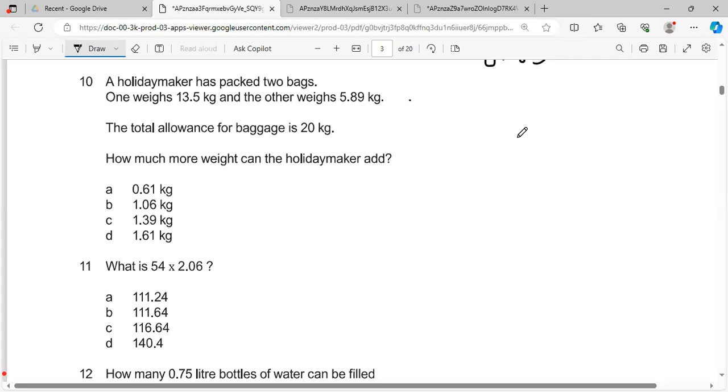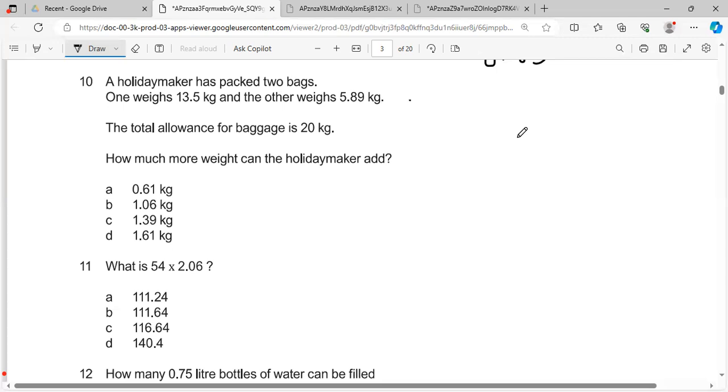Okay. So first, I added 13.5 kilograms to 5.89 kilograms, and I got 19.39 kilograms. Then I subtracted 19.39 kilograms from 20 kilograms, and I got 0.61. All right. Thanks so much.